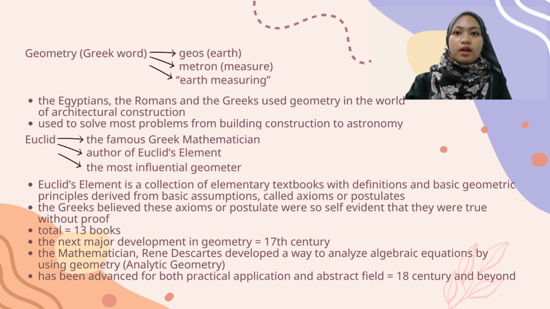Euclid, the famous Greek mathematician and author of Euclid's Elements, was the most influential in geometry. Euclid's Elements is a collection of elementary textbooks with definitions and basic geometry principles. There are some basic assumptions called axioms or postulates. The Greeks believed these axioms or postulates were so self-evident that they were true without proof. There are a total of 13 books.